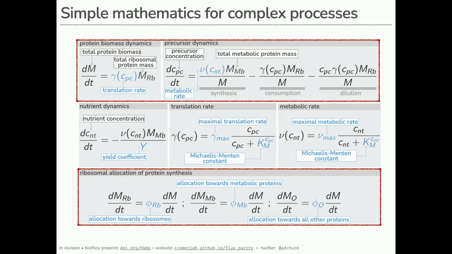And this bottom box depicts the process of allocation, or how cells decide what goes to be ribosomal, which I'm always going to denote as this phi R, or phi RB, and then what becomes metabolic, which I'm always going to denote as phi MB.